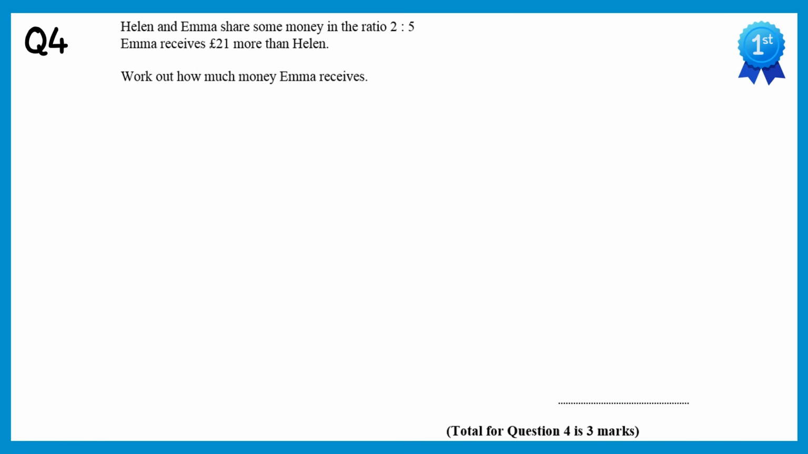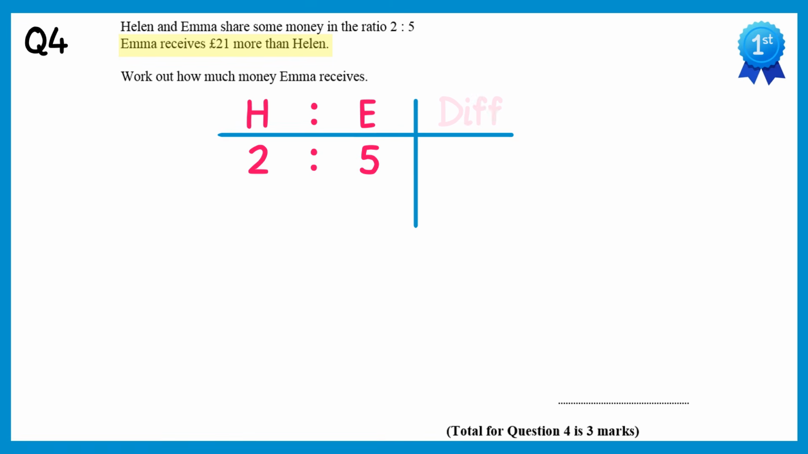In this question we have Helen and Emma, who are sharing money in the ratio 2 to 5. In the question we're told that Emma receives £21 more than Helen. This represents the difference in the amounts they receive, so we'll create an extra column for difference. The difference in the amount of ratio parts is 3, since 5 take away 2 is 3, so these 3 parts must represent the £21.